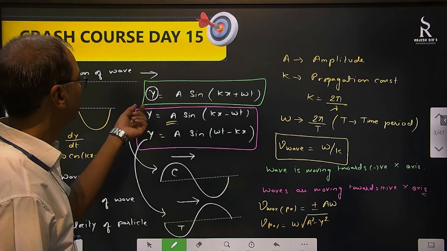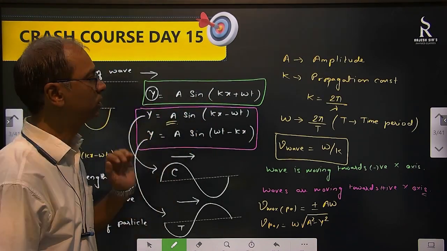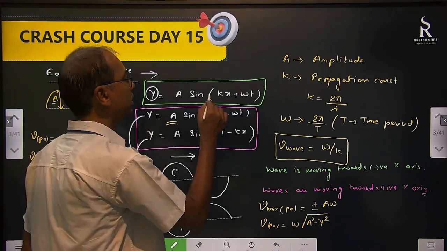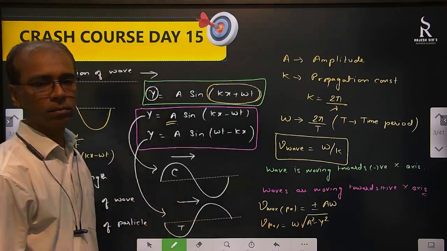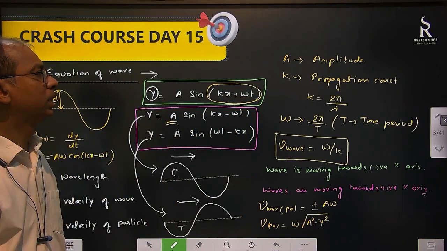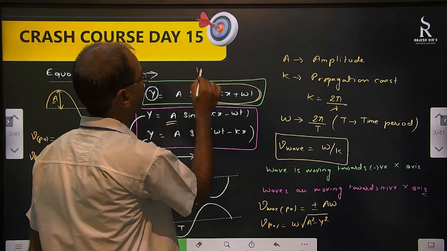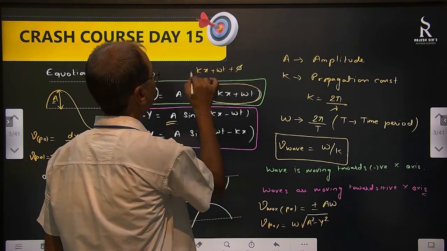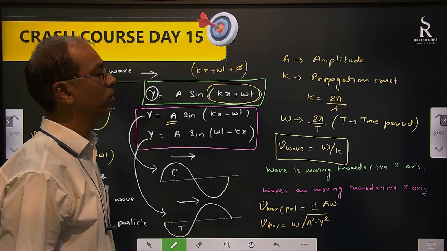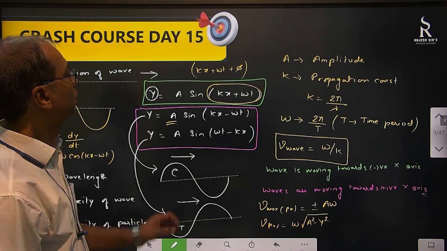Now in this one, y equal to a sin(kx plus omega t) is there. Now what is the phase of a wave? This entirety is called the phase of a wave. kx plus omega t, and if suppose some phi is also there, something like kx plus omega t plus phi, then this entirety is called the phase. And what is phi then? Phi is called the initial phase. Okay, so this is phase.